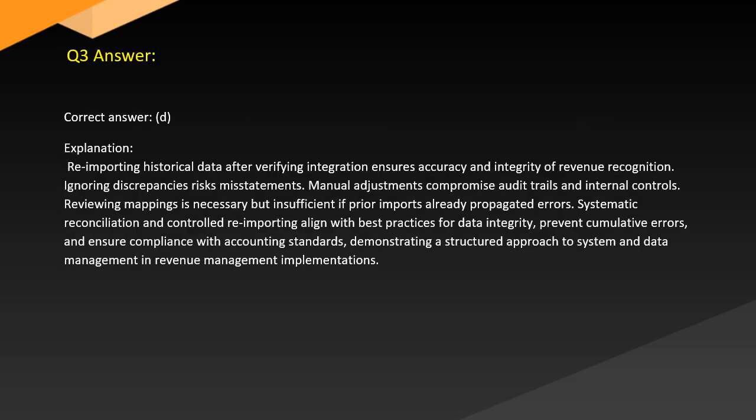Answer. Correct answer, D. Explanation. Re-importing historical data after verifying integration ensures accuracy and integrity of revenue recognition. Ignoring discrepancies risks misstatements. Manual adjustments compromise audit trails and internal controls. Reviewing mappings is necessary but insufficient if prior imports already propagated errors. Systematic reconciliation and controlled re-importing align with best practices for data integrity, prevent cumulative errors and ensure compliance with accounting standards, demonstrating a structured approach to system and data management in revenue management implementations.